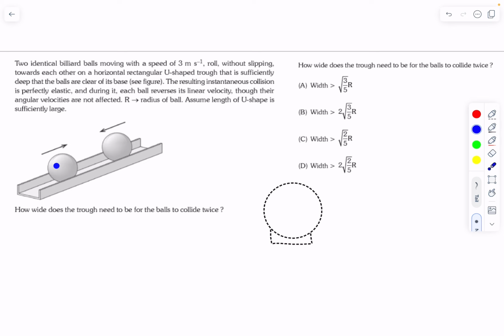Initially they're approaching each other, they collide and their velocities are reversed, but the omega is still in the same sense. So we have to comment on the width such that the balls collide once again. Give this problem a try, guys, then check out the solution.